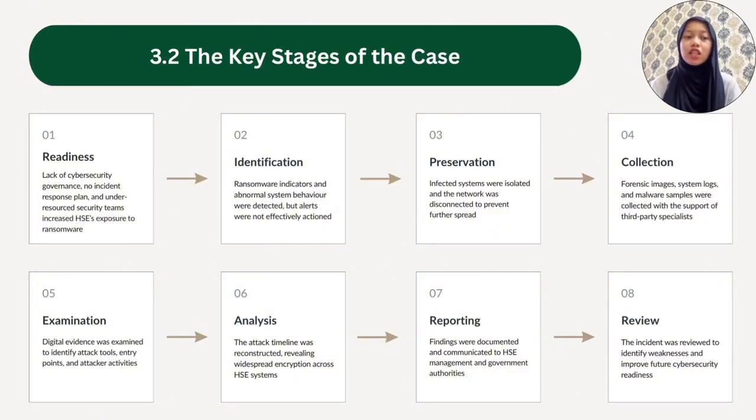Next, these are the key stages that relate to the HSE cyber ransomware attack. First, readiness. HSE did not have a clear cybersecurity owner, an incident response plan, or sufficient security resources. This lack of readiness increased the organization's vulnerability to a ransomware attack.